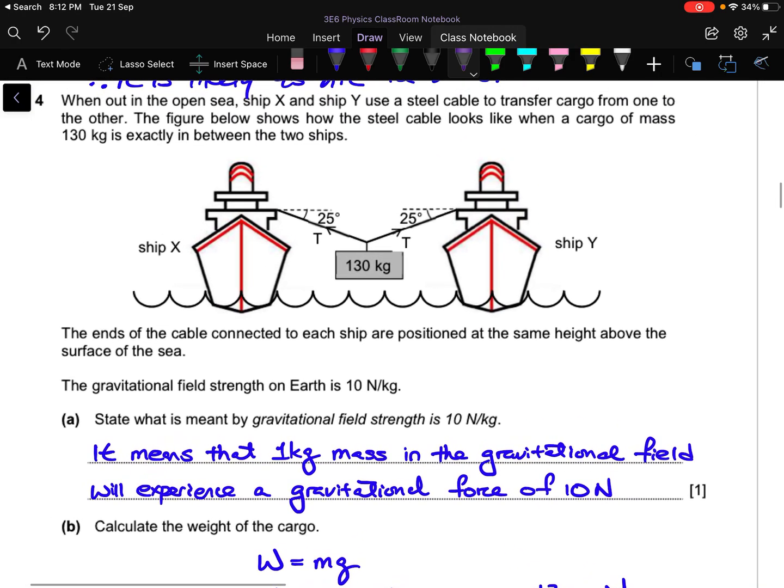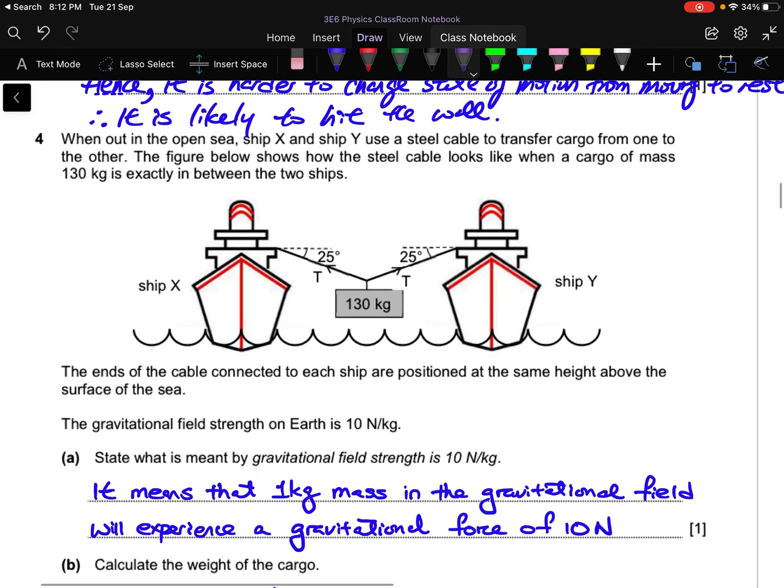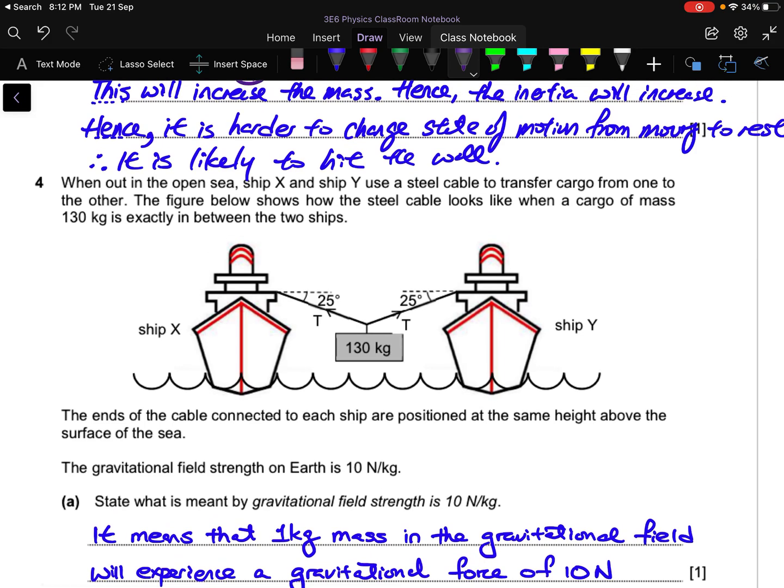Okay, we have reached question 4. For question 4, it is your standard vector diagram drawing. You see there are angles and forces. You should know that it is a question regarding forces.